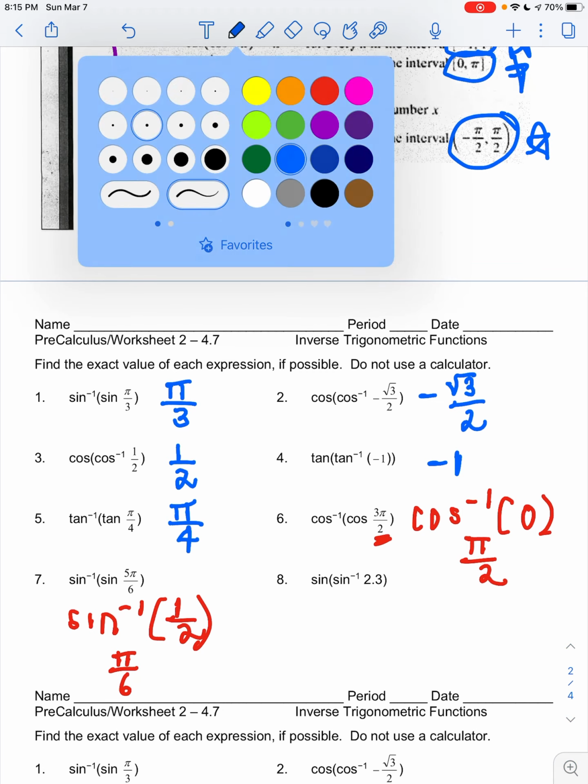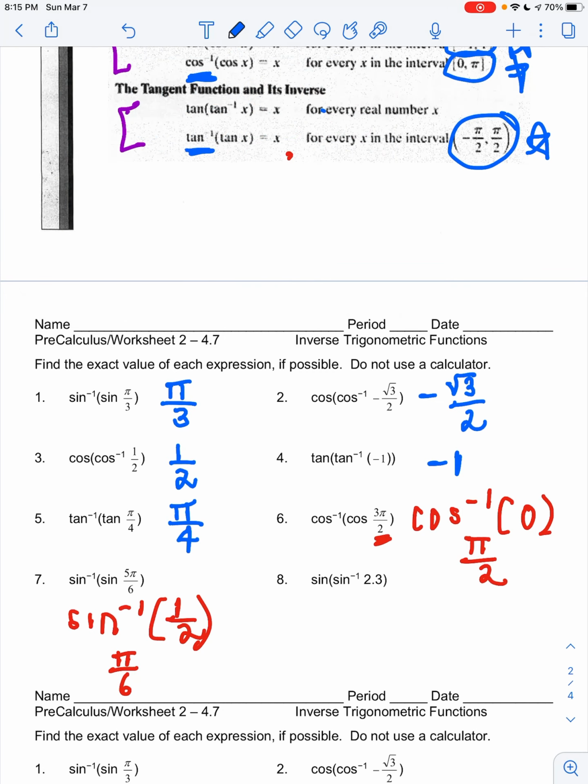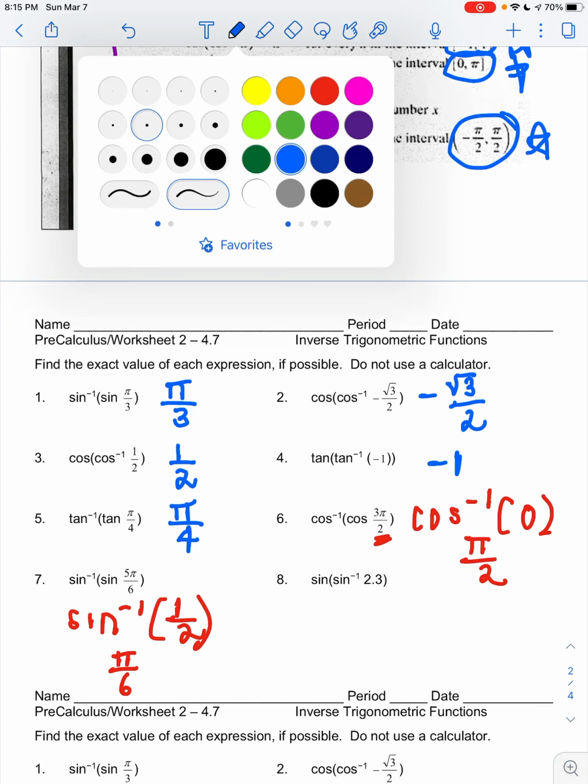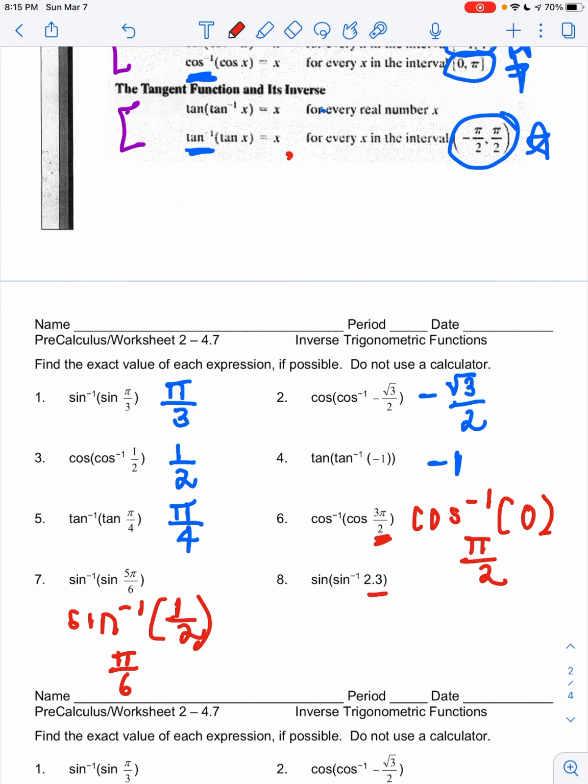Finally, the last one, the sine of the inverse sine of 2.3. The red flag there is the value of 2.3. It is not between -1 and +1. Therefore, we can't find an angle that has a sine of 2.3, and we can't find the sine of that angle. Therefore, this is undefined.